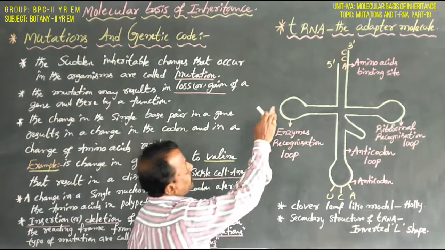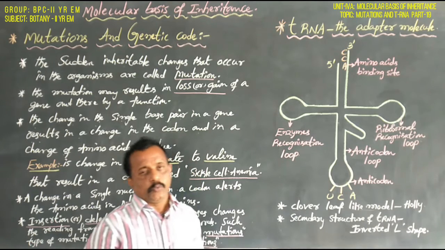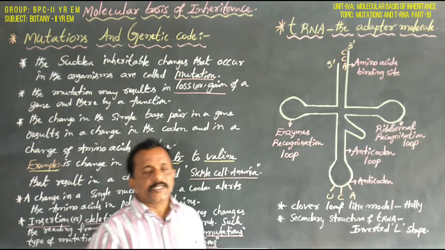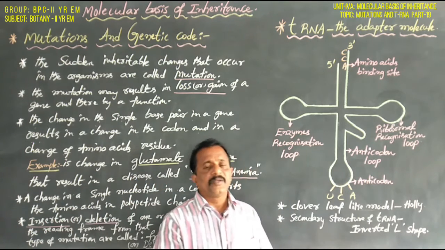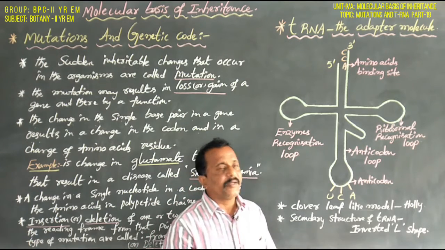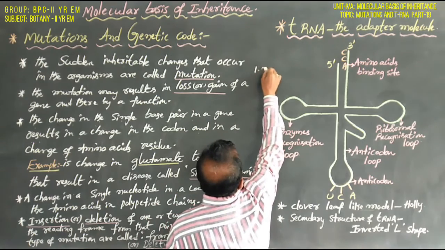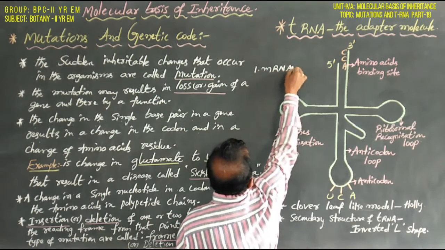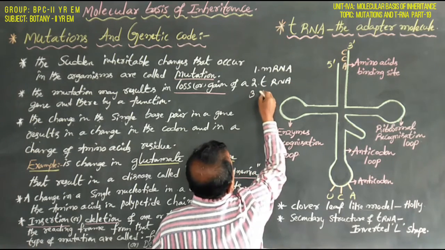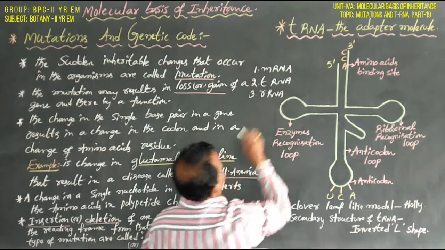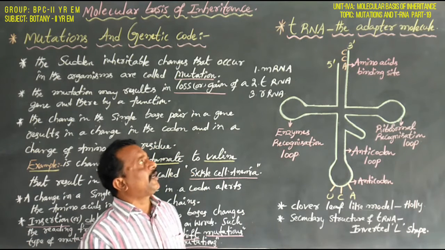Next, let us discuss tRNA, the adapter molecule. Dear students, in general RNA is of three types: first mRNA, that is messenger RNA; second tRNA, that is transfer RNA; and third rRNA, ribosomal RNA.